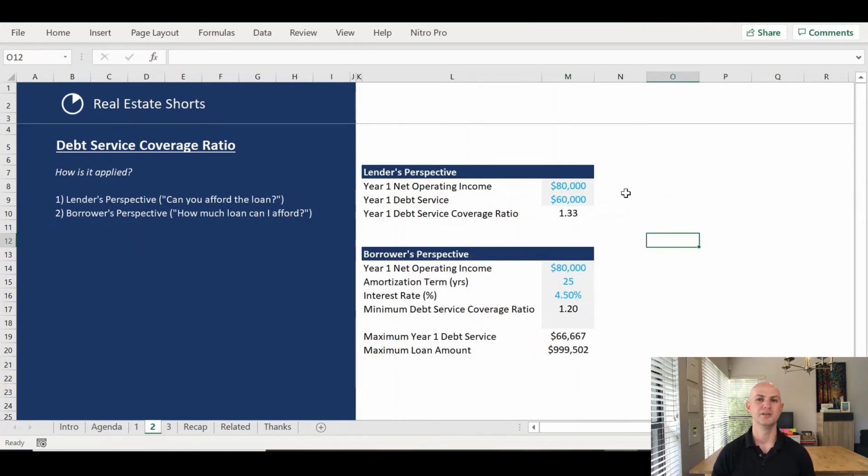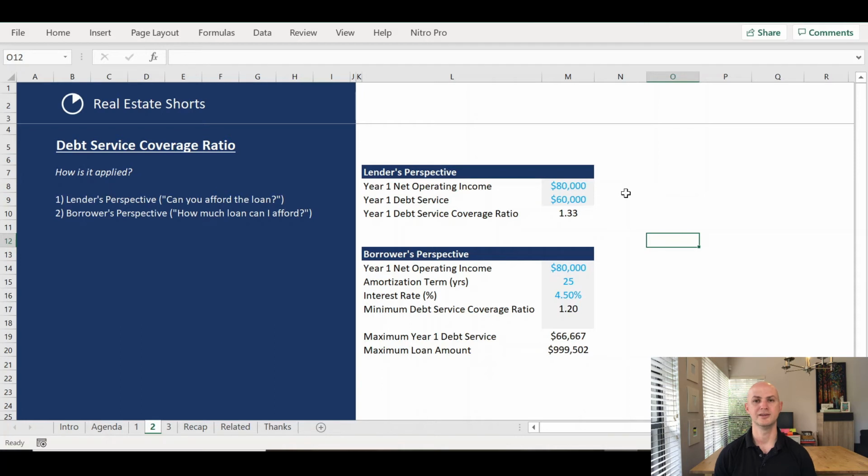So this is really applied in two main circumstances. The first is going to be from the lender's perspective. They're going to use this as a tool to help push terms or dictate terms to a potential borrower. They will tell the borrower, this is how much income you've told me you've collected. As a result, this is how much money I can give you based on the debt service that we are estimating for this property and my required debt service coverage.